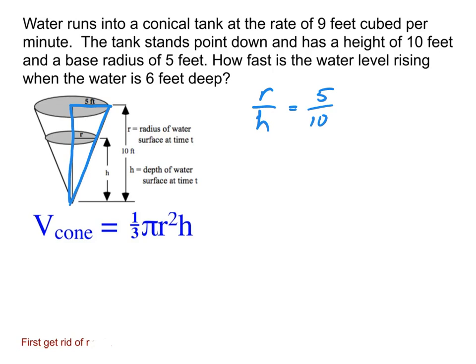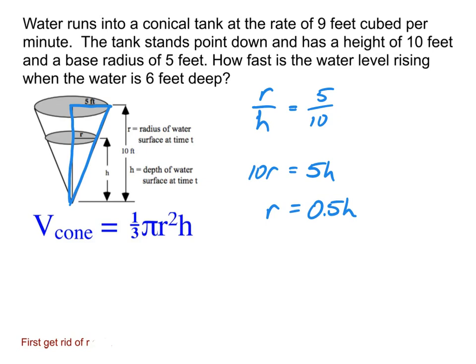So I'm going to go ahead and cross multiply like I normally would. By the way, you actually could just multiply both sides by h, but I'm going to go ahead and cross multiply. So that's going to give me 10r equals 5h. And then again, I'm trying to get the r by itself, so I'm going to divide both sides by 10, and that gives me 0.5h.